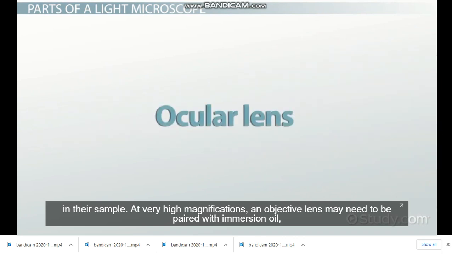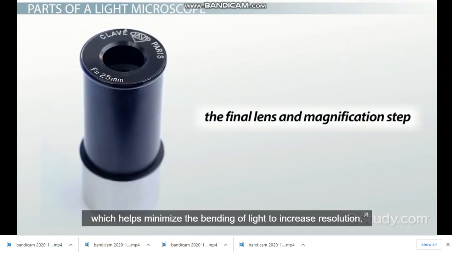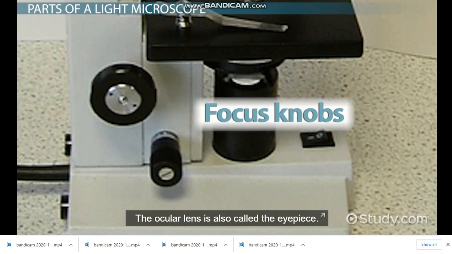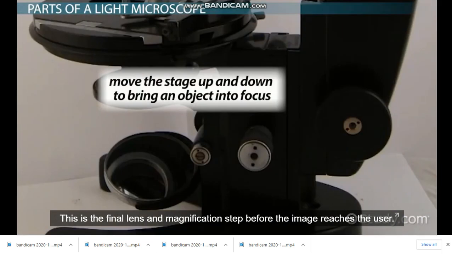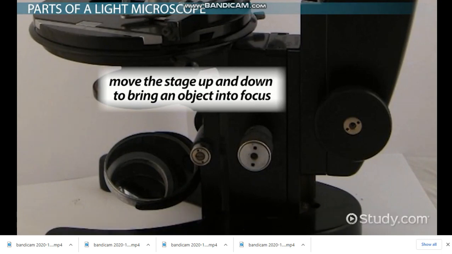The ocular lens is also called the eyepiece. This is the final lens and magnification step before the image reaches the user. Focus knobs generally include coarse and fine adjustment knobs. These move the stage up and down to bring an object into focus.